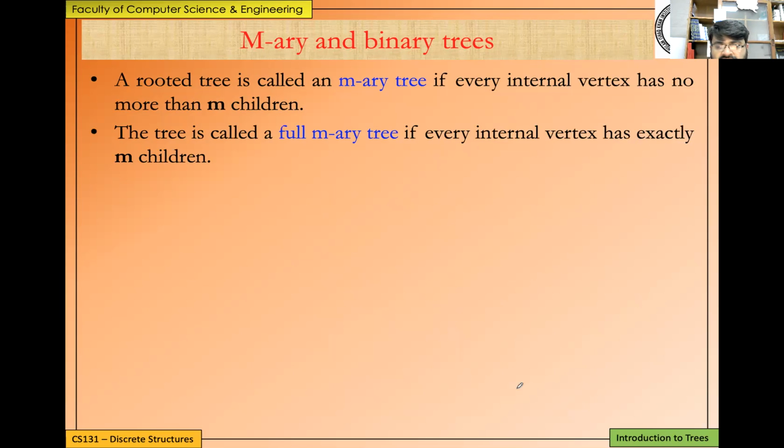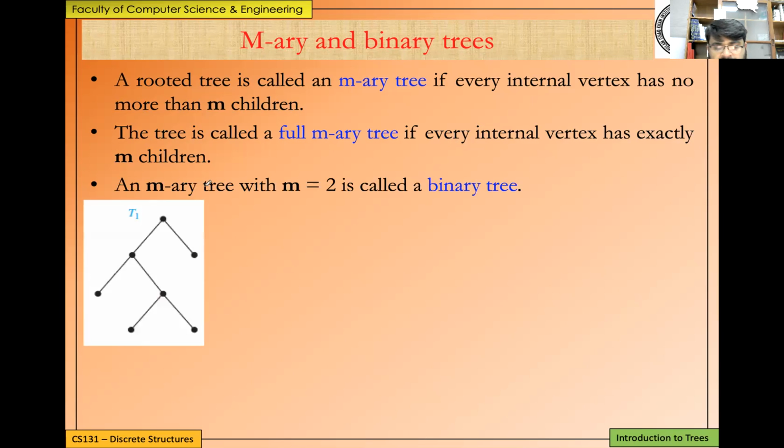And notice that we are only talking about internal vertices here, because of course leaves don't have any children. Every internal vertex, including the root, must have at most m children to be an m-ary tree, and it is a full m-ary tree if it has exactly m children. So an m-ary tree with m equal to 2 is what we call a binary tree, binary for 2 children.